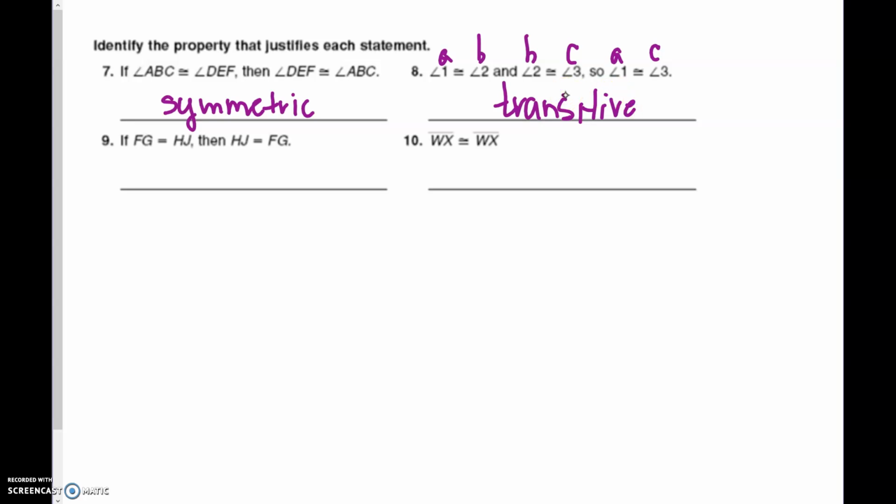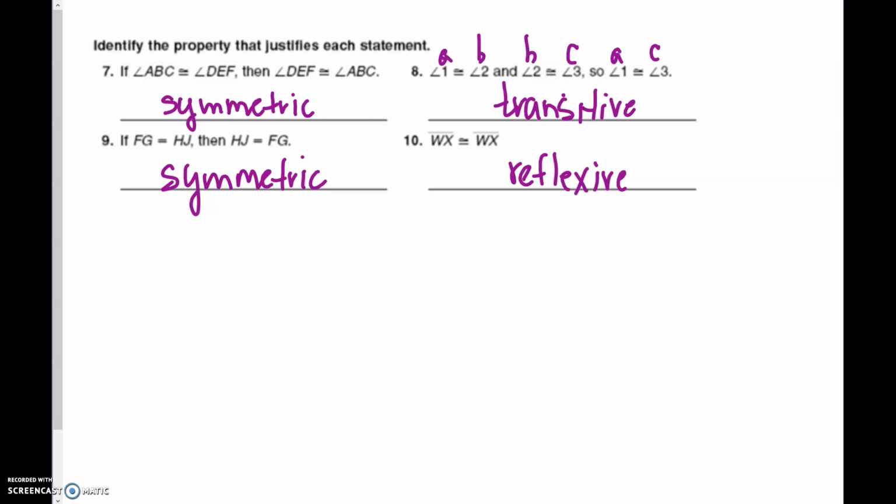So F equals HJ, and HJ equals FG. This again is your symmetric property. And let's see, it looks like the same exact things on both sides. So remember, that's like looking at your reflection. So this is called the reflexive property of equality.